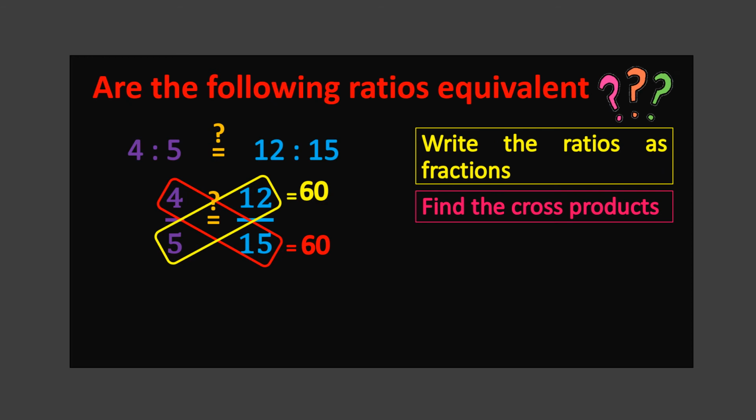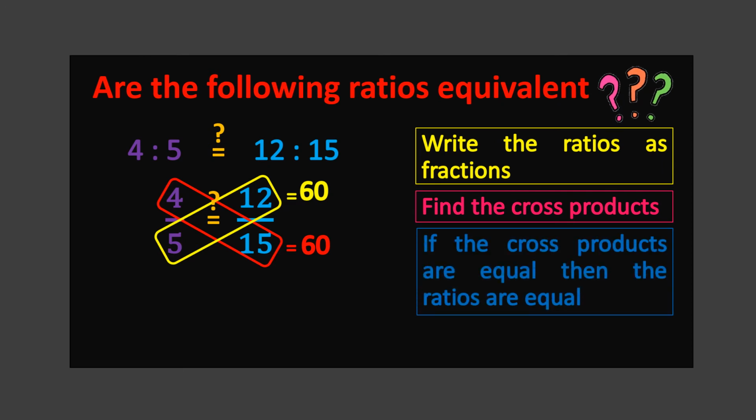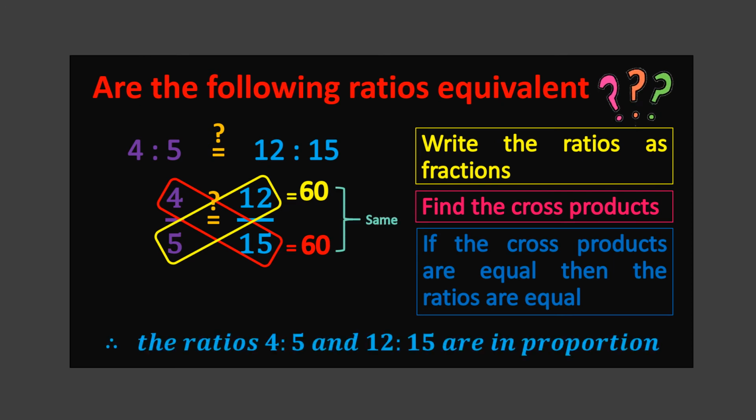Now can we decide whether these ratios are equivalent? If the cross products are equal, then the ratios are equal. So, since the cross products we got the same number, which is 60, we can say they are equivalent ratios. When we have two equivalent ratios, it is in proportion. So the ratios 4 is to 5 and 12 is to 15 are in proportion. Yes.